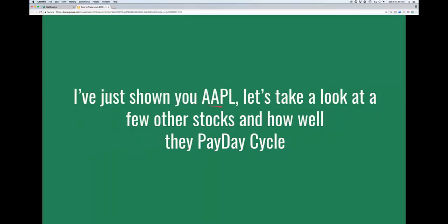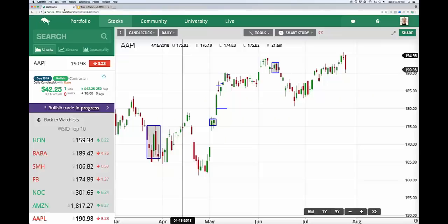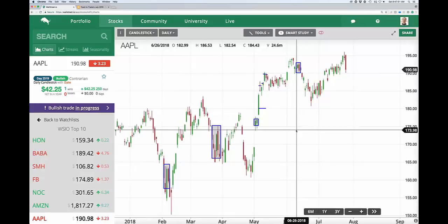I've just shown you Apple for today. Let's take a look at some other stocks to see how well they work with payday cycles, and we'll see if we can find something coming up here for August.